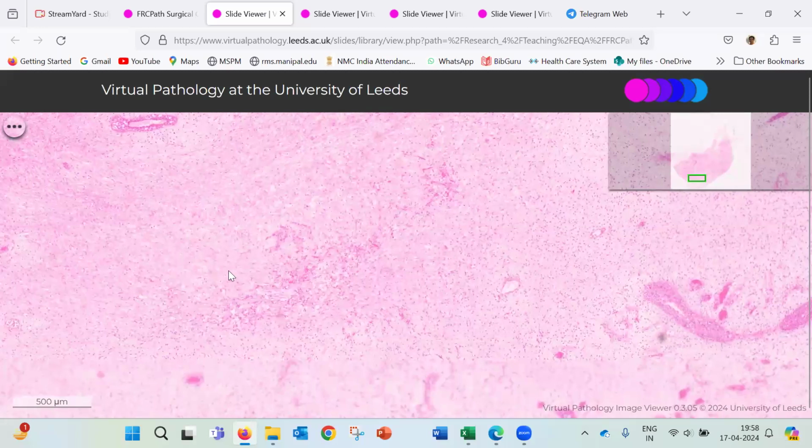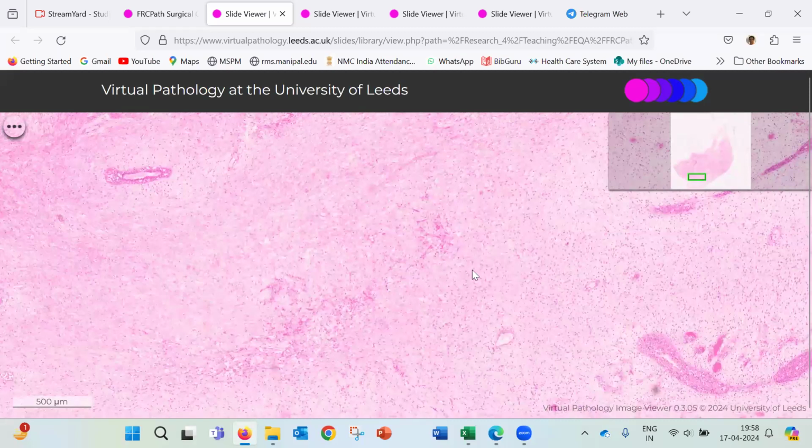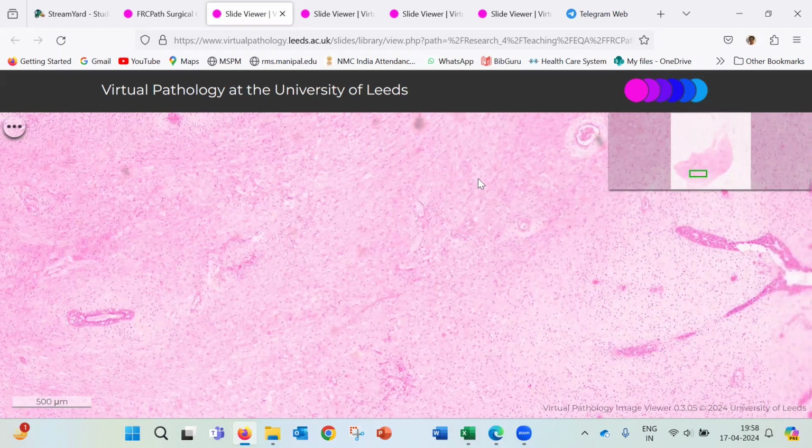As I don't see any obvious mitosis or any obvious heterologous differentiation of malignant type, I don't consider it to be malignant with this section. But in the workup, you should mention that I will do further sectioning to look out for more cellular areas, more mitotically active areas, to rule out any possibility of malignant phyllodes. So that should be your approach for this case.